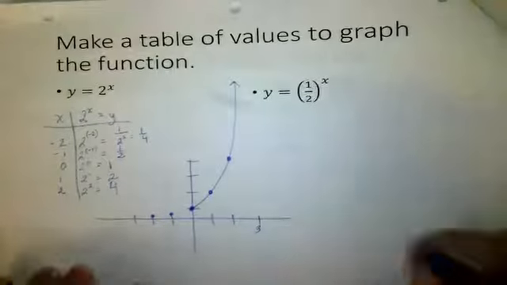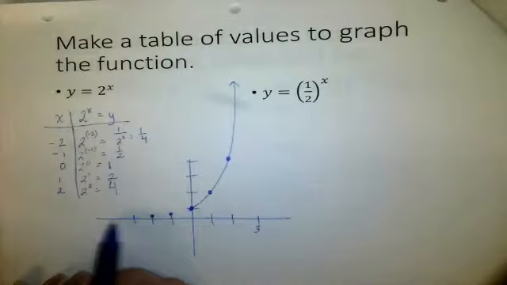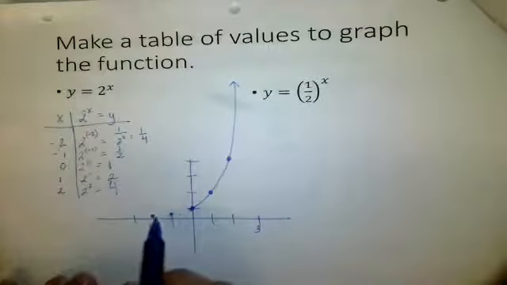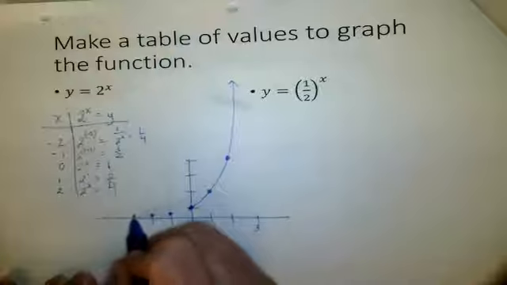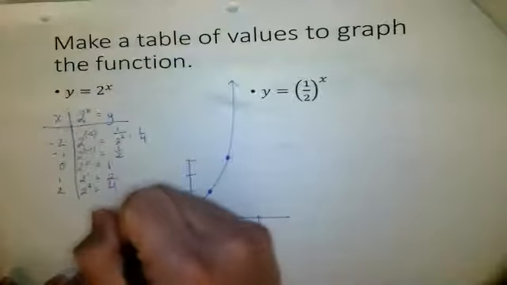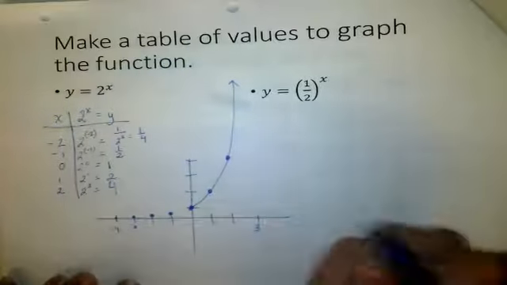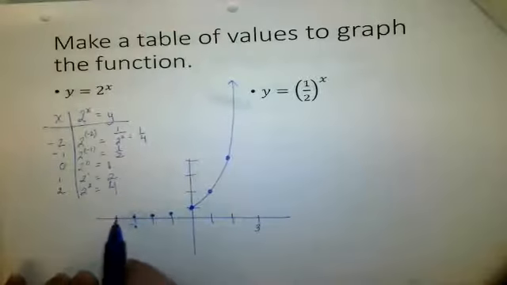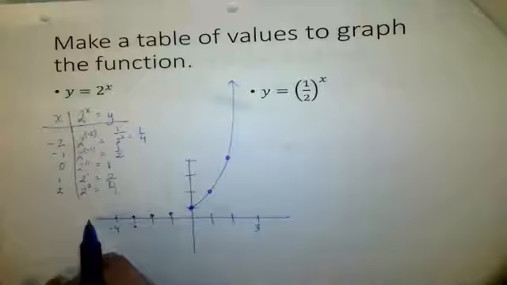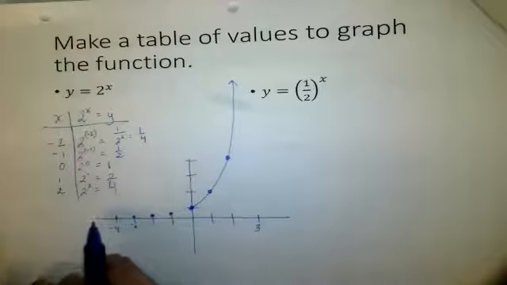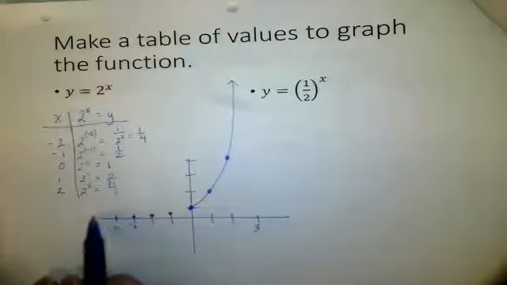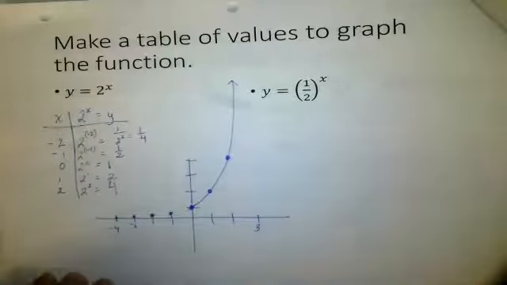It's growing very fast. I want to think about what it's doing to the left here. I'm getting 1/2 and 1/4. If I plugged in -3, I'd get 1/8. If I plugged in -4, I'd get 1/16. If I plugged in -5, I'd get 1/32. What's happening as we move to the left? It gets closer to the axis. It's getting closer and closer to 0. Basically, smaller and smaller fractions. 1/2, 1/4, 1/8, 1/16, 1/32, 1/64, 1/128. It's just getting smaller and smaller.